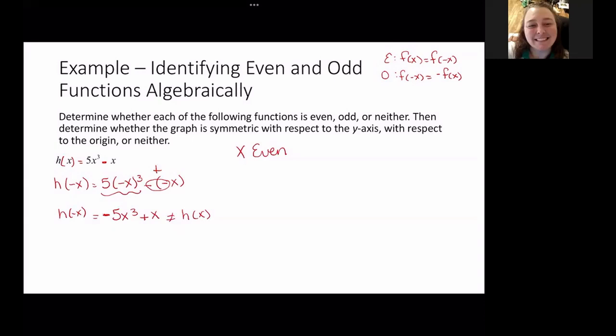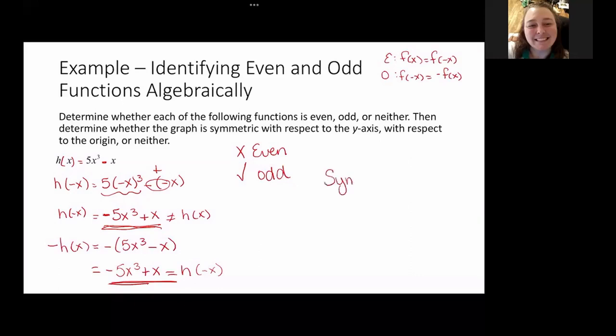But let's take a look at what minus h of x is. So let's put a negative in front of the 5. We're going to do this, 5x to the third minus x, and we'll distribute that minus sign. So we get minus 5x to the third plus x. That equals what we just figured out up here. So it is in fact odd. Because it's odd, we're saying it is symmetric about the origin.